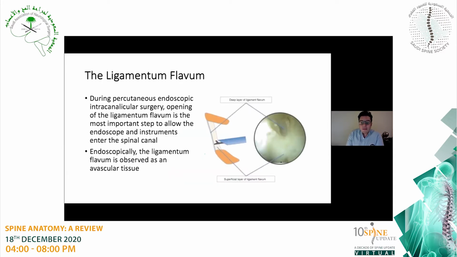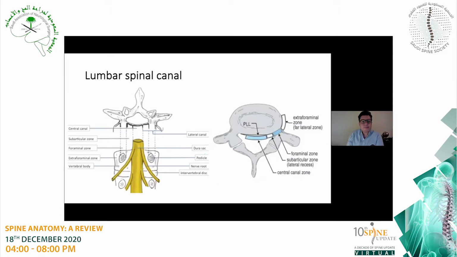The ligamentum flavum can also be identified in the other interlaminar endoscopic approaches, like entering between the laminae of two spinous processes. We can identify the ligamentum flavum in the midline as a vascular yellow ligament, and this ligament needs to be removed in order to access the spinal canal.